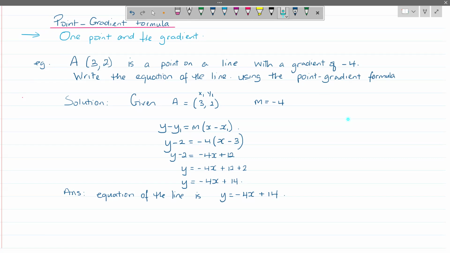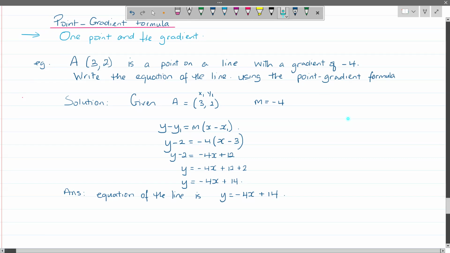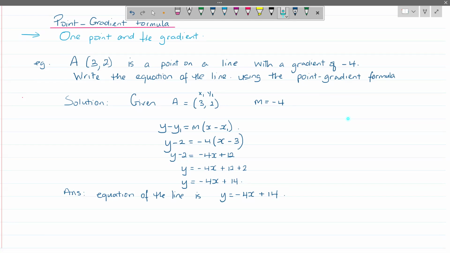At this point, remember, we need to make y the subject of the formula. Right? We need to make y the subject of the formula. So we move the -2 across to this side to get +2. So we get y is equal to -4x plus 12 plus 2. Right? When you carry the 2 across, it's going to be plus 2.